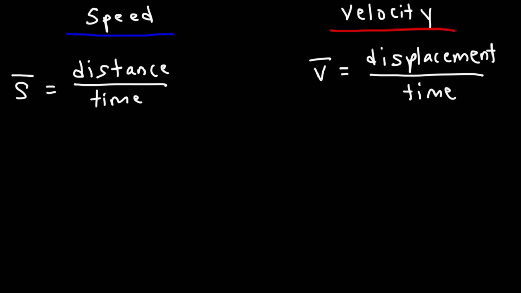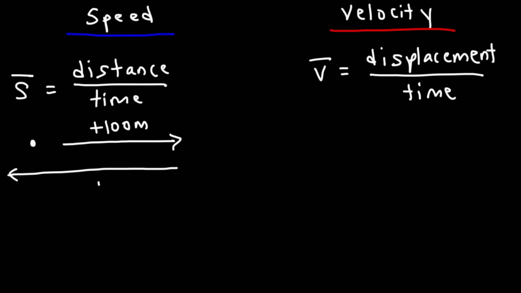Now let's use an example to calculate average speed and average velocity. So let's say we have a particle, and this particle travels 100 meters east. And then it turns around and travels 150 meters west. And it does all of this in 5 seconds. Calculate the average speed and the average velocity of this particle over this 5-second time interval.